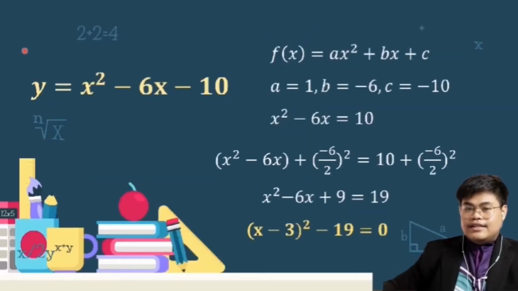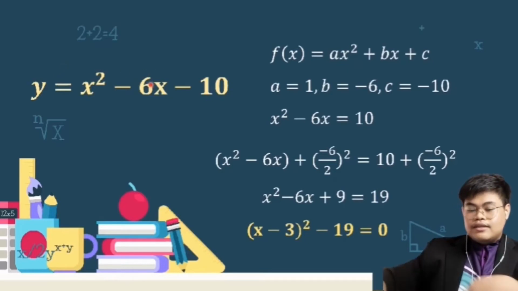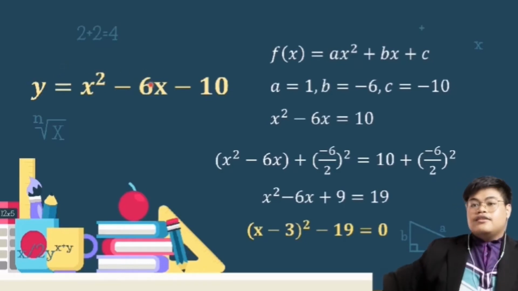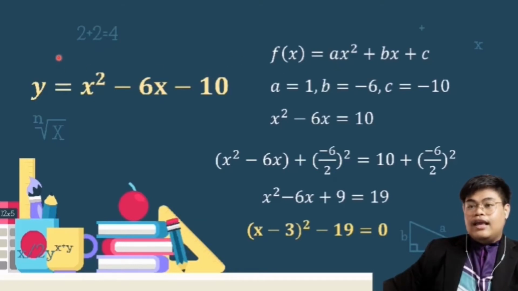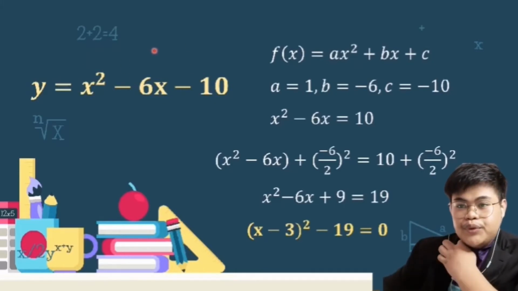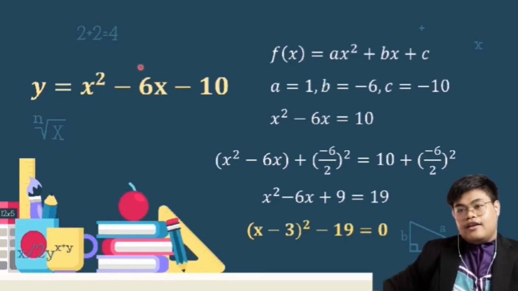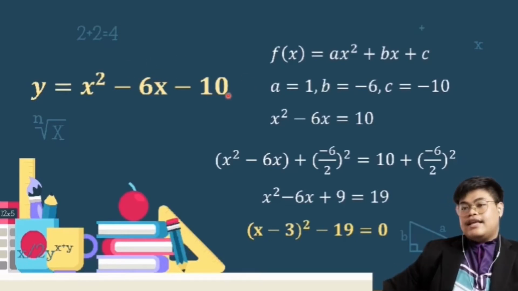So this is the general form, y equal to x squared minus 6x minus 10. So the first step is start with the original quadratic in general form. So first we identify a, b, and c. Okay, which is here a equal to 1, b equal to -6, and c equal to -10. And the second step, move the constant value to the other side. We move it to the right, get x squared minus 6x equal to 10.